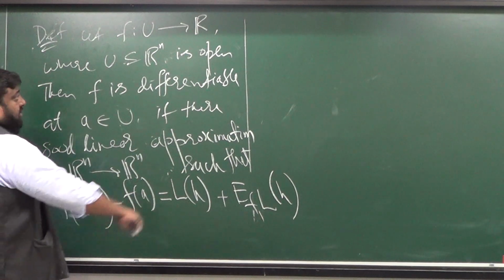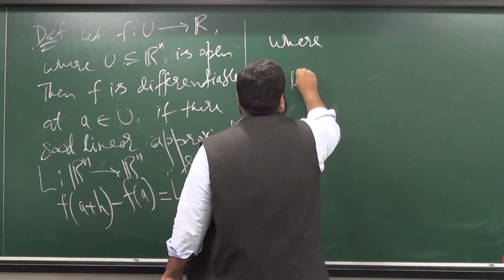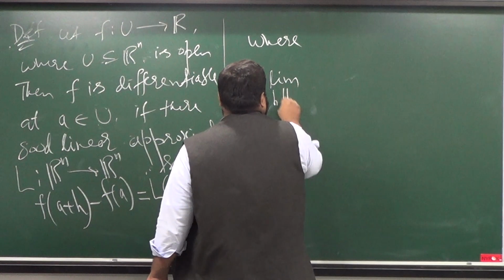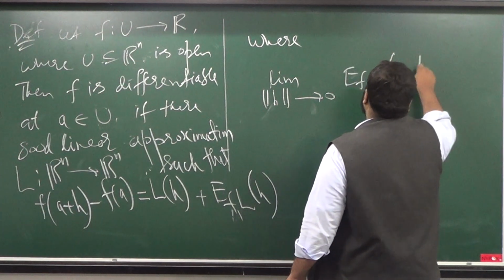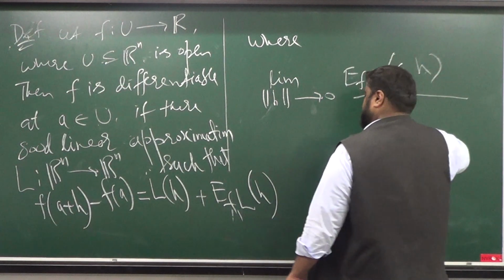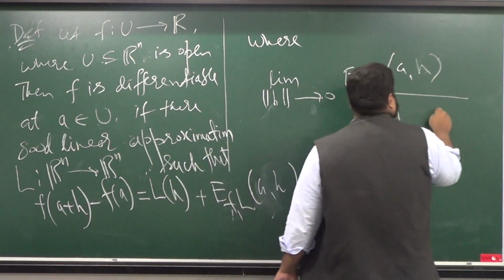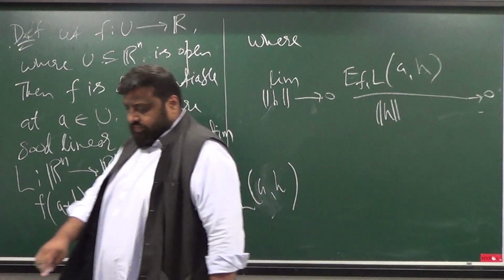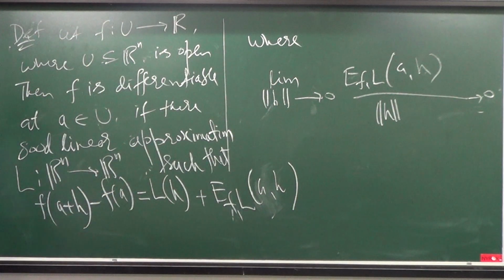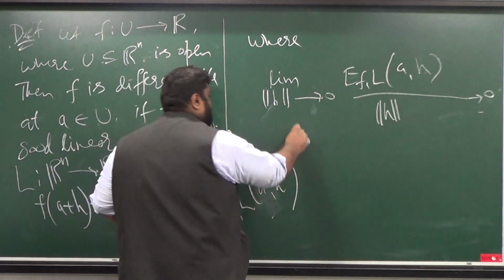where the limit, as the norm of h goes to 0, of f(A+h) minus f(A) minus L(h), over the norm of h, equals 0. L must also depend on A and h, and the norm of h goes to 0. So that's what is really the precise definition of the Frechet derivative actually.